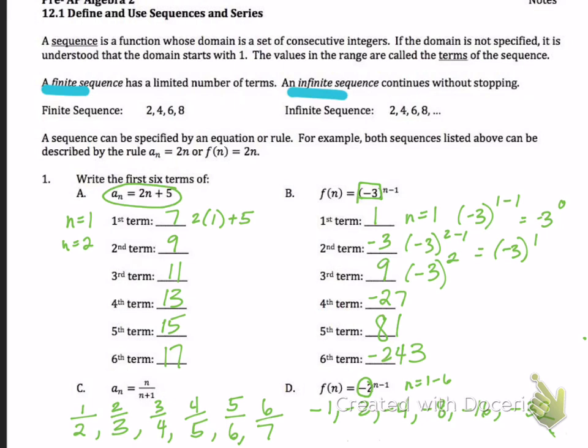When it's not in parentheses, it's like saying -1 times 2 to the n-1 power. So this always stays negative. When it's not in parentheses, your answer is always negative. So you should get -1, -2, -4, -8, -16, -32.